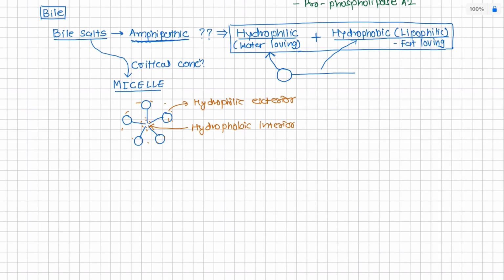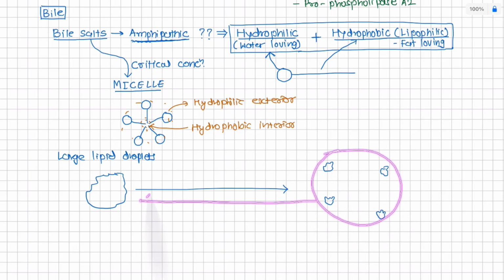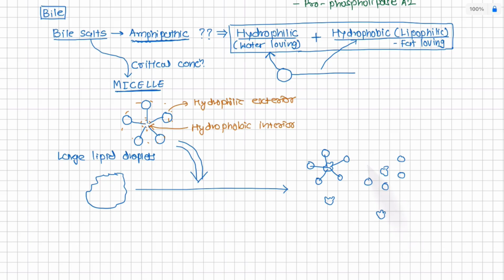Remember, we had large lipid droplets, right? The intestinal muscle movement can temporarily break these into smaller droplets, but they quickly reassociate back into larger droplets. But when micelles are present, their hydrophobic interior can trap these small lipid particles inside. Let's show this in the diagram. And similarly for these other small droplets also. So the large fat droplet is permanently converted into many small droplets, each surrounded by or inside a micelle.